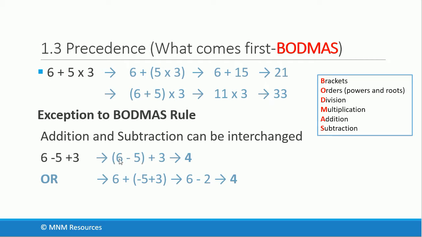If you deduct the 5 from the 6, it gives you 1, plus 3 gives you 4. Or, alternatively, you can take the negative 5 and add it to the 3, giving you a negative 2, and then deduct the 2 from 6 to give you a 4. So it's just a little thing for you to remember, is that addition and subtraction can be interchanged, and you don't have to do the addition first followed by the subtraction. You can do subtraction followed by addition, and it'll give you the same answer.